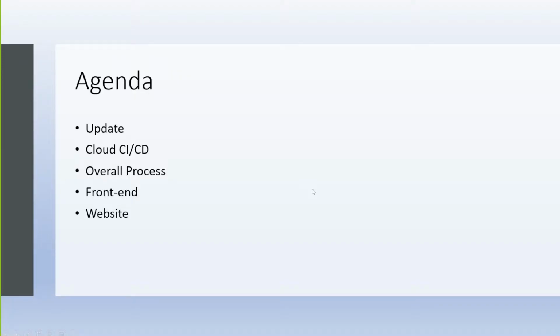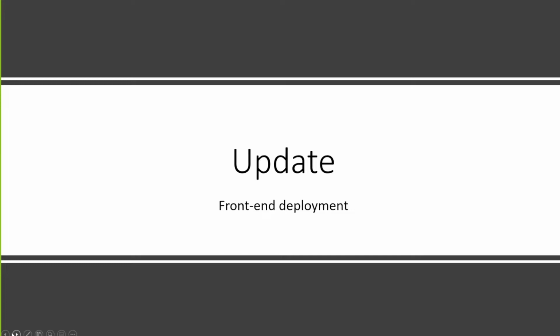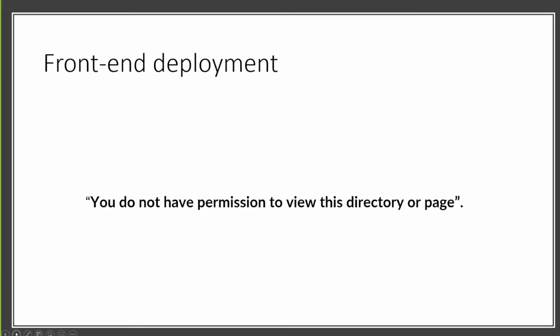Samantha is going to continue. Okay, for the update on our front end deployment. So our front end deployment worked. However, when you went to the URL for the website, instead of seeing a website, you saw this error message. You do not have permission to view this directory or page.